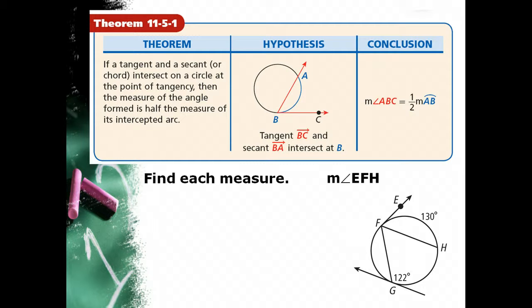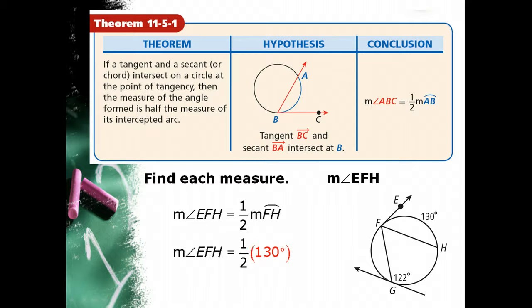Find each measure. So we want to find the measure of EFH. It intercepts arc FH, so the measure is equal to half of the measure of FH, and all we have to do is plug in the number, 130 degrees, take half of that, and the measure of angle EFH is 65 degrees.